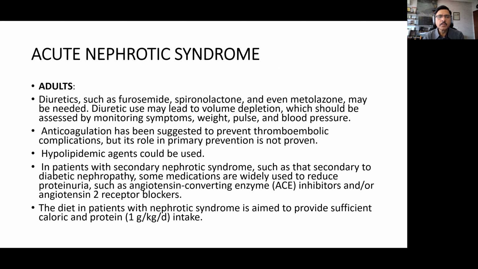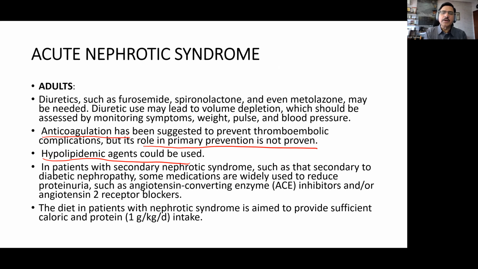And we have to monitor weight, pulse, and blood pressure regularly. Anticoagulants can be used to prevent thromboembolic complications, but their role is not yet proven. Hypolipidemic agents could be used in patients with secondary causes. Also one point: no role for routine anticoagulation unless there is evidence of thromboembolic complications.